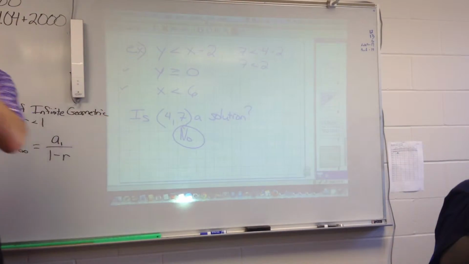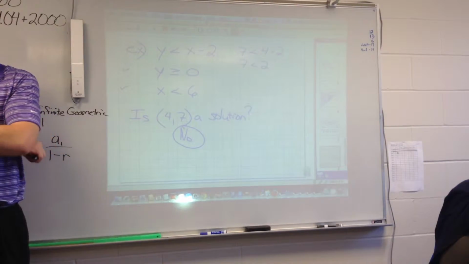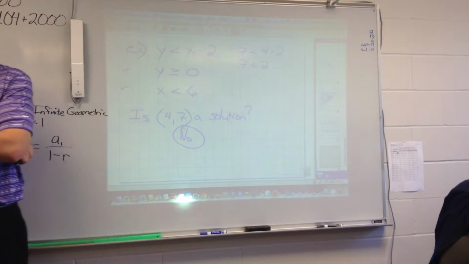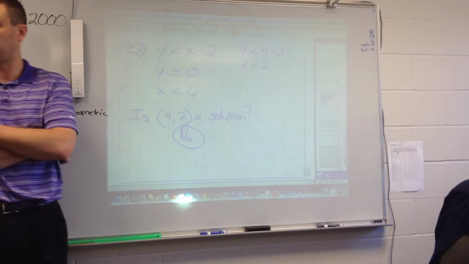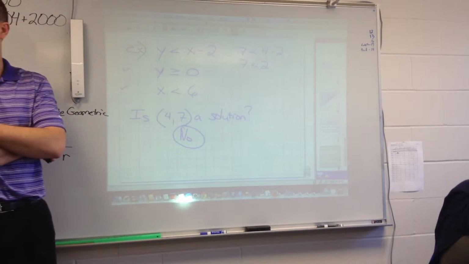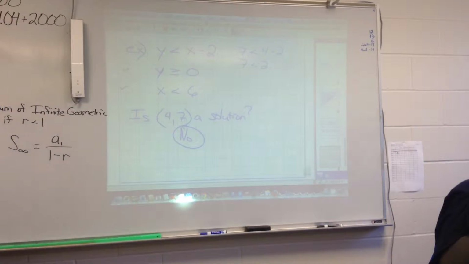So we don't have to graph this? If the question says, is something a solution, and the answer is no, you don't have to graph it. All you have to do is plug it in and test and answer yes or no. But the next thing I'm going to do is I'm going to actually have us graph this system so we can see where the solutions are located, okay?